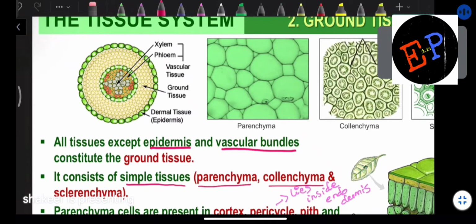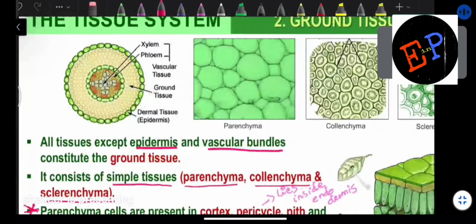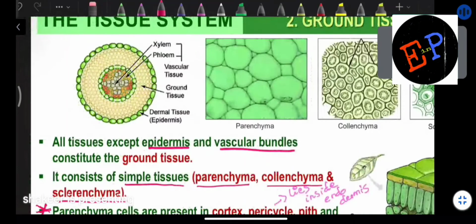Parenchyma, collenchyma, and sclerenchyma. Already we have studied them. So these ground tissues consist of simple tissues: parenchyma, collenchyma, as well as sclerenchyma. Clear? Now parenchyma cells are present in, this is a very important bit, where are the parenchymatic cells present? Parenchymatic cells are present in the cortex, in the pericycle, in the pith, and in the medullary rays in the primary stems and roots. So these are the regions where you can find parenchymatic cells.